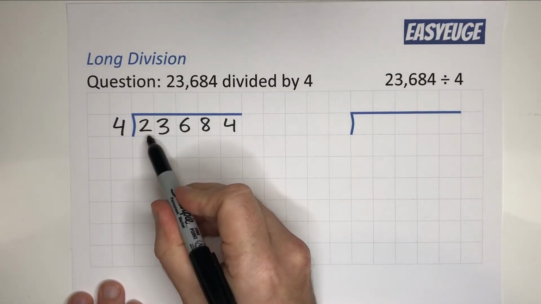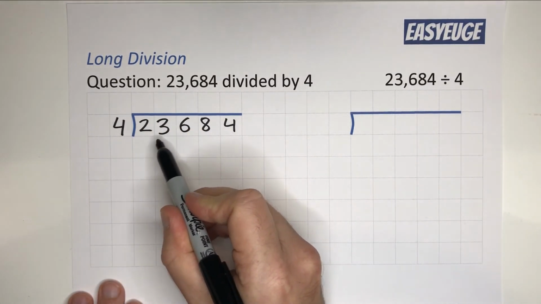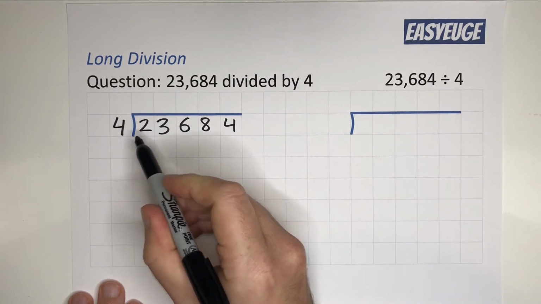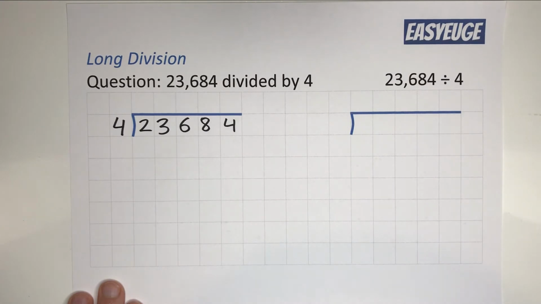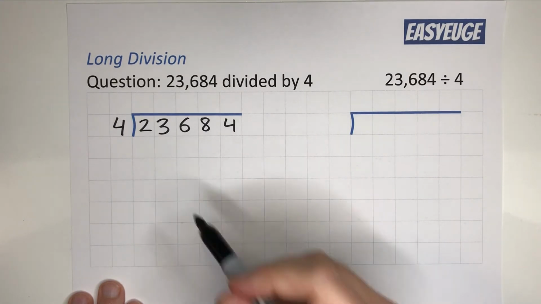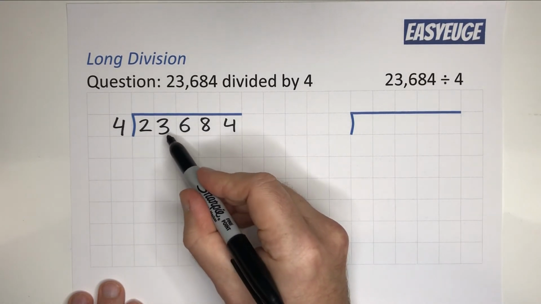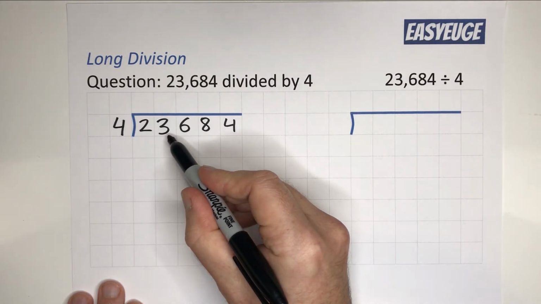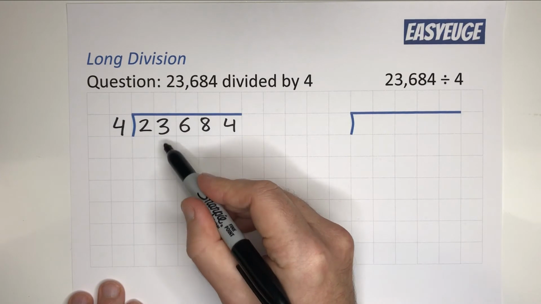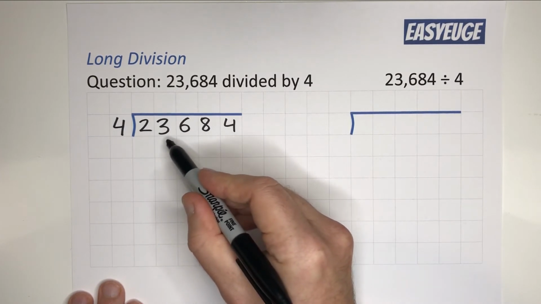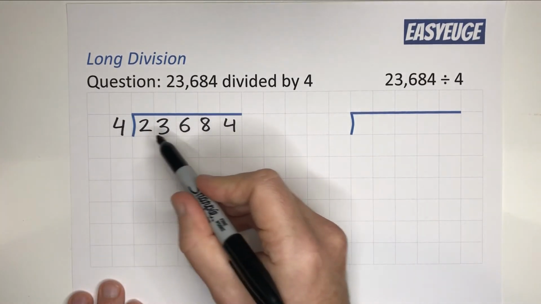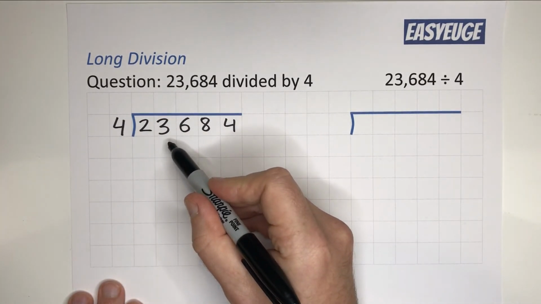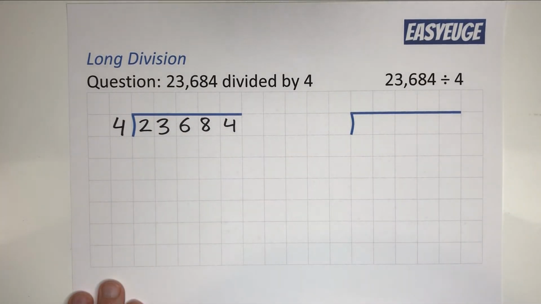Then this number becomes 23. Will the number 4 divide into 23? Yes, it will. But how many times? So 4 divided into 23, it will go 5 times. I know 5 4s are 20. That gets me up close to 23. But 6 4s bring me to 24. That's even closer to 23.